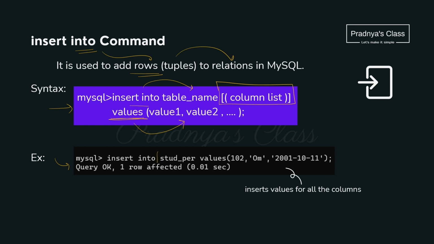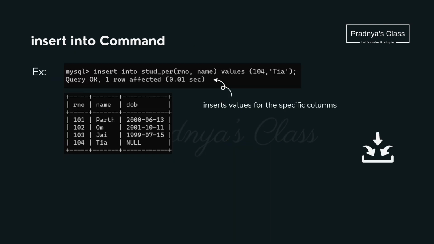We are trying to insert one record in the student personal table. Here are the values for all the columns. If we provide values for all the columns, there is no need to mention the column list here. But there is a variation for the insert command. If you need to insert values for specific columns, in that case you need to provide the list of the fields too.